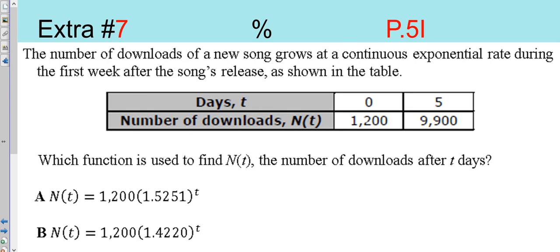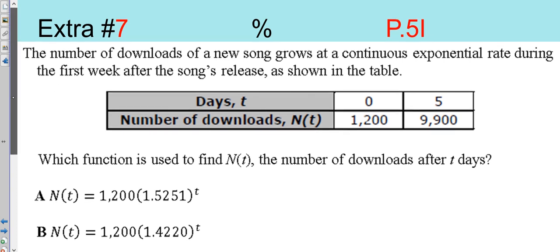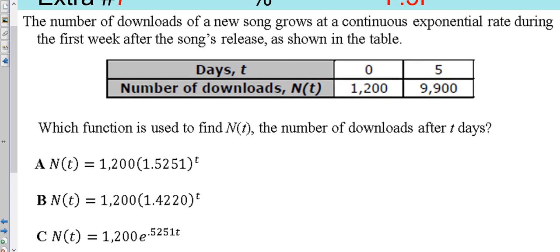All right, now let's take a look at problem, we'll call it extra number 7 from the fall ACP review. It says the number of downloads of a new song grows at a continuous exponential rate during the first week after the song's release as shown in the table. Which function is used to find N of t, number of downloads after 10 days?